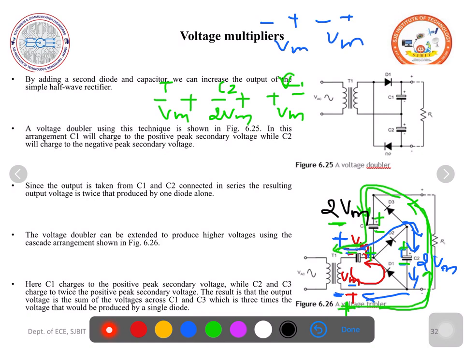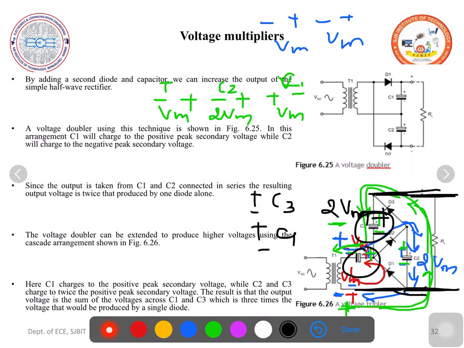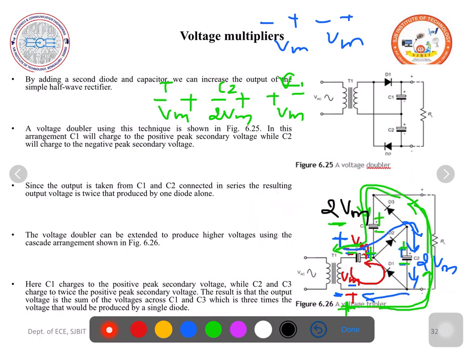The polarities are like this. Output voltage is measured across the load resistance. That is nothing but across capacitor C3 and capacitor C1 connected in series. Voltage polarities are plus, minus, plus, minus. Here this one and this one. So plus, minus, it adds. This is 2 Vm, C1 is Vm. So totally it gets to 3 Vm. So this is the analysis of the voltage tripler.